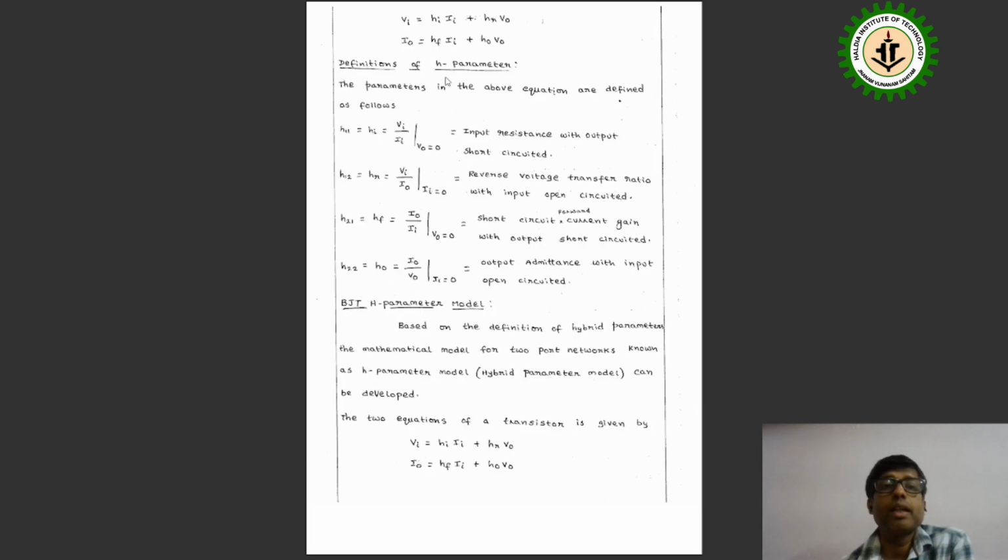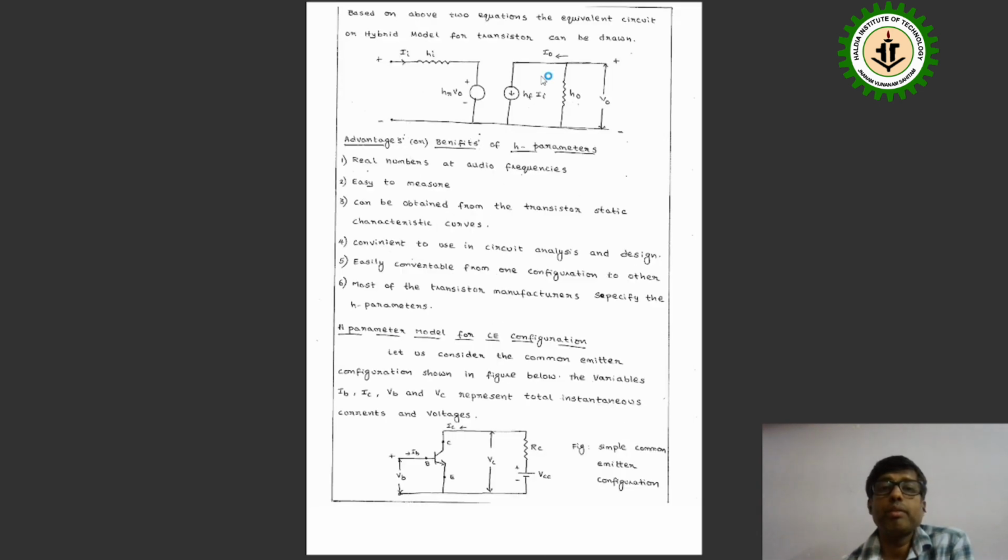The second equation is the KCL equation, hf*I1 and ho*V0. That is, the one current I0 is the summation of the two currents. That's why we have given the second equation, I0 is that, which is the KCL, leaving hf*I1 and ho*V0.